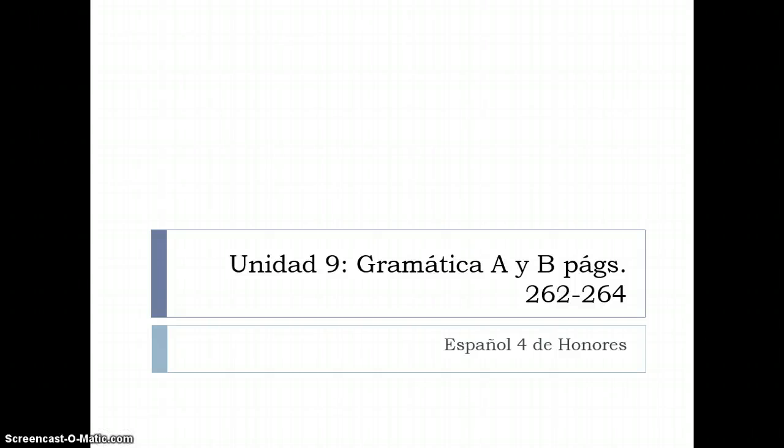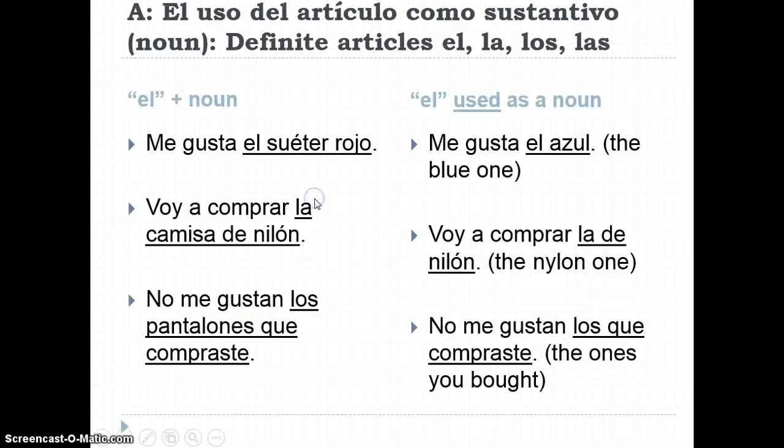The first lesson in Unit 9 is using the article as a noun. If you look at the first slide, the use of the article as a noun, we're going to be using the definite articles el, la, los, and las. In the examples on the left, we use the article with the noun. I like the red sweater. I'm going to buy the nylon shirt, and I don't like the pants that you bought.